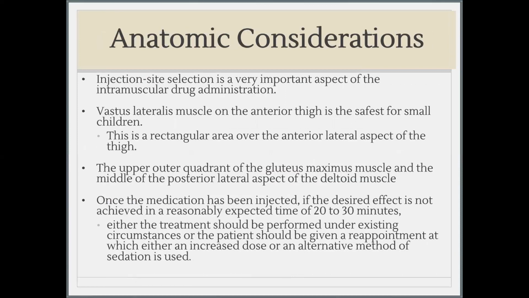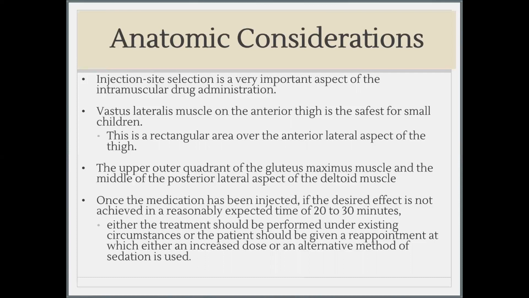The injection site selection is a very important aspect of intramuscular drug administration. The vastus lateralis muscle on the anterior thigh is the safest for small children. This is a rectangular area over the lateral aspect of the thigh, and I will have a picture to show you this on the next slide. The upper outer quadrant of the gluteus maximus muscle and the middle of the posterior lateral aspect of the deltoid are also preferred sites.